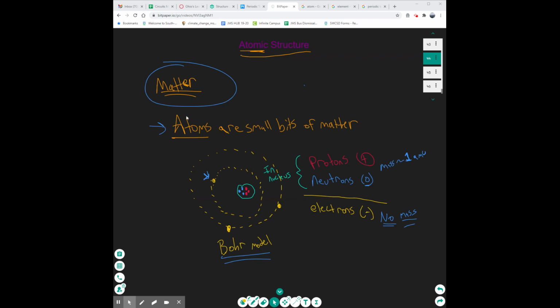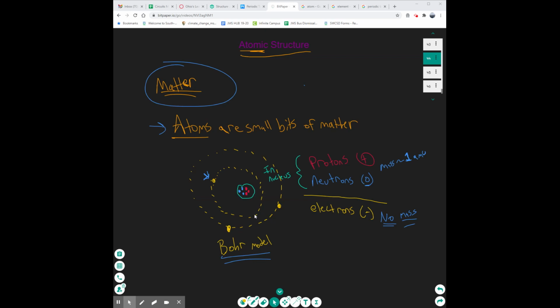Inside of those atoms are these three subatomic particles that we're going to focus on. There's other stuff, but let's focus on these three for now: protons, neutrons, and electrons. So here I've drawn a really crappy model of an atom, and it's called a Bohr model. It's named after some old white guy, Niels Bohr. Doesn't matter too much. What does matter is that you can see here in the center, there's this nucleus.